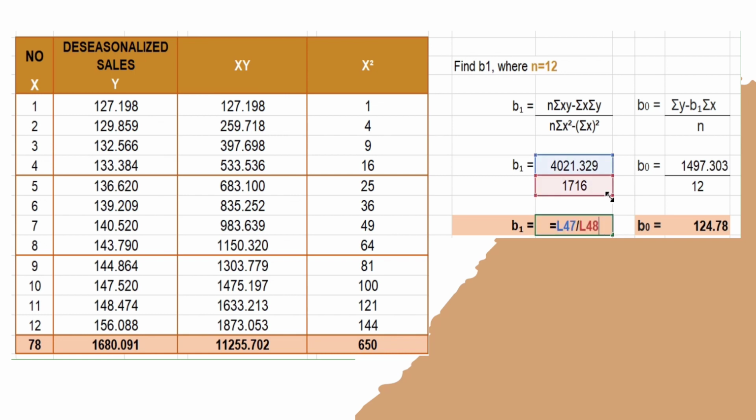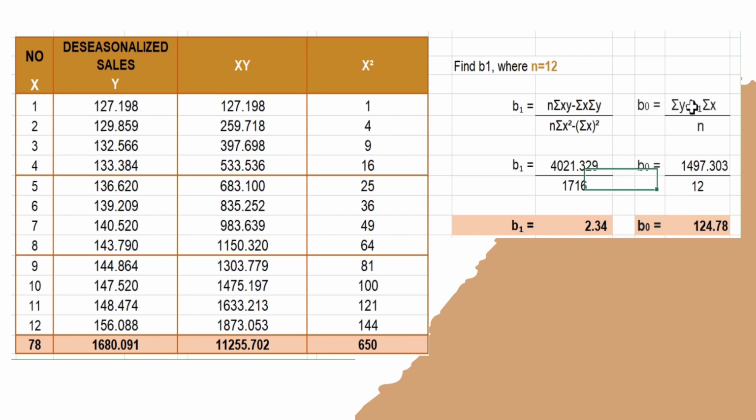And then we have to divide 4,021.329 by 1,716, and our b sub 1 will be 2.34. Since we have the value of b sub 1, now we can solve for our b sub 0.